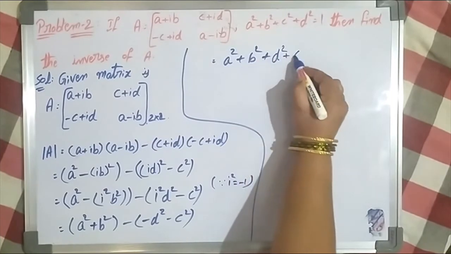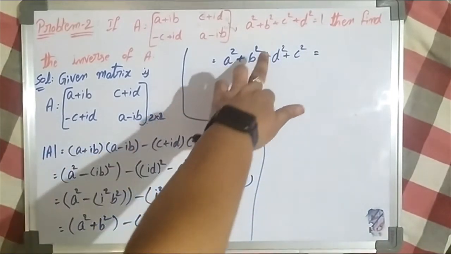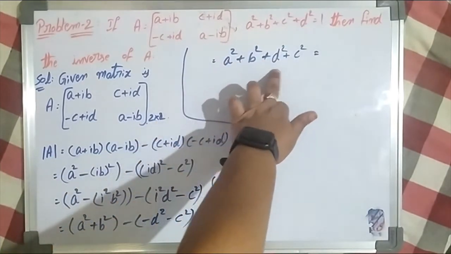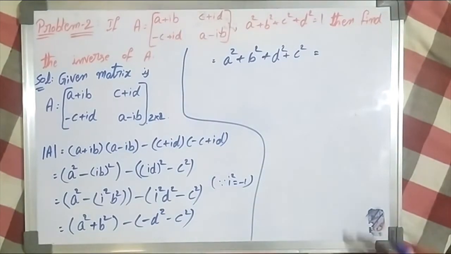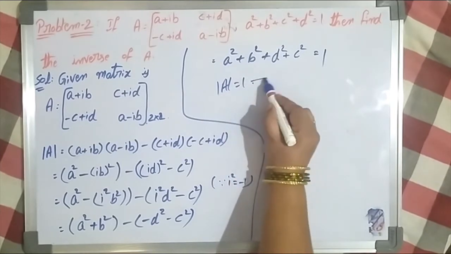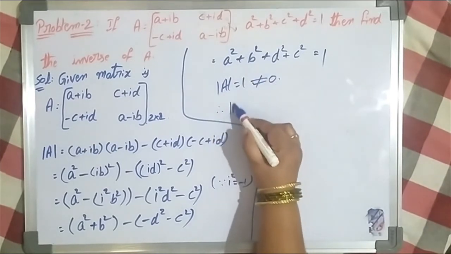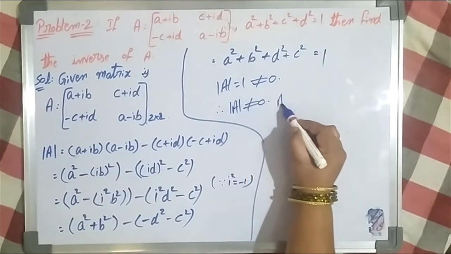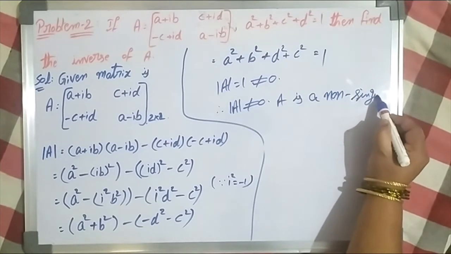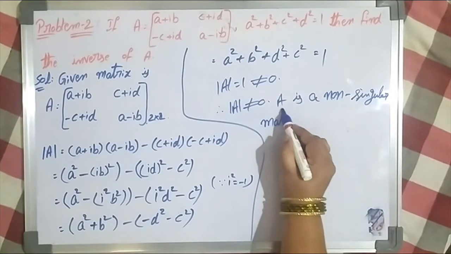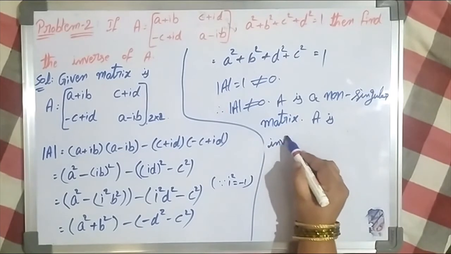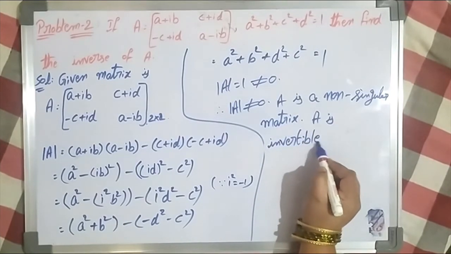Here we are given a square plus b square plus c square plus d square equal to 1. This is nothing but a square plus b square plus d square plus c square, that is also equal to 1. Then det A equal to 1, that is not equal to 0. Therefore det A is not equal to 0. Then A is a non-singular matrix. Then A is invertible. Then the matrix A is invertible.